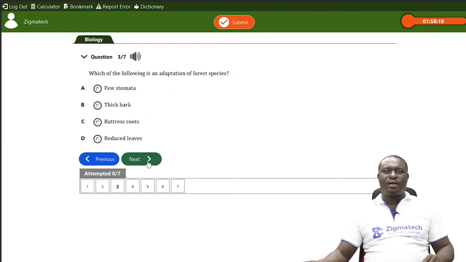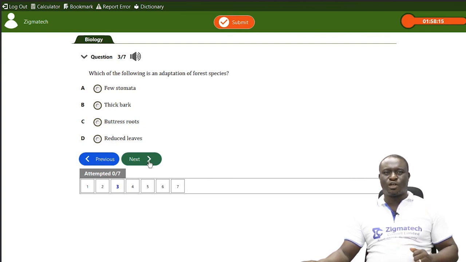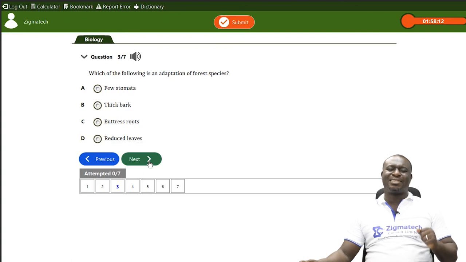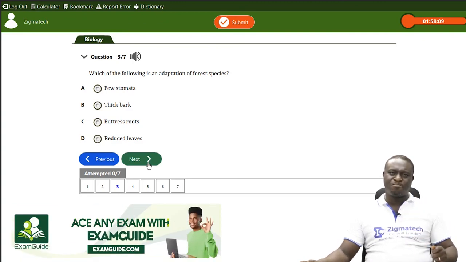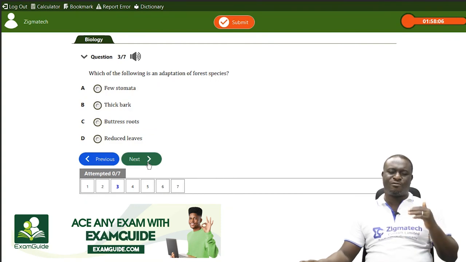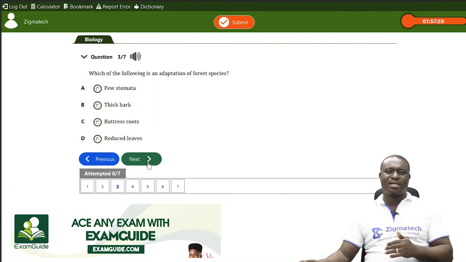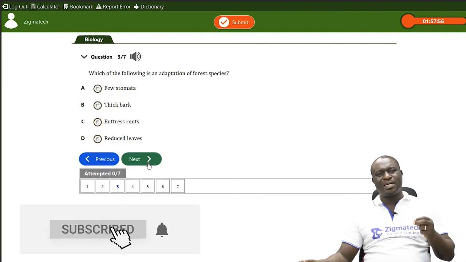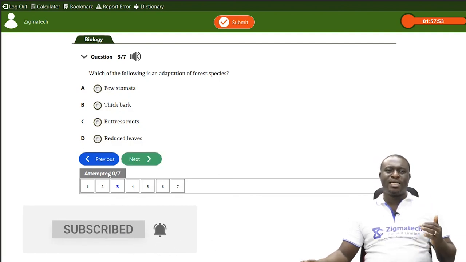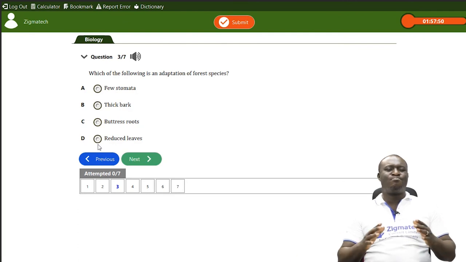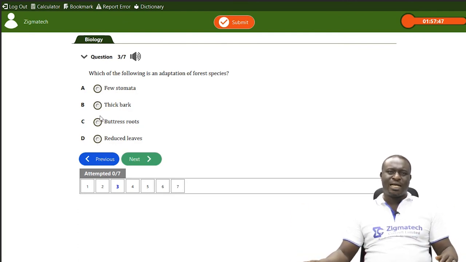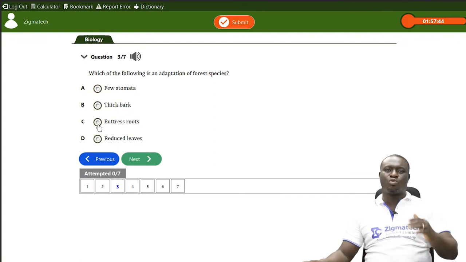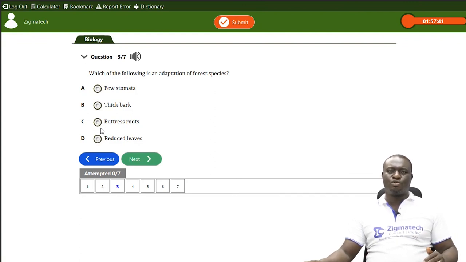And then let's take a look at something that is related to what we discussed today. Which of the following is an adaptation of forest species? Remember, we talked about the characteristics of a forest. Now, A, is it few stomata? B, is it thick bark? No, we said in forest habitat, you find trees with thin bark. Then, is it reduced leaves? No, we said they have broad leaves, not reduced. And then the option that matches what we were discussing was buttress roots. We said they have tap and buttress roots system. So the correct option here is C.